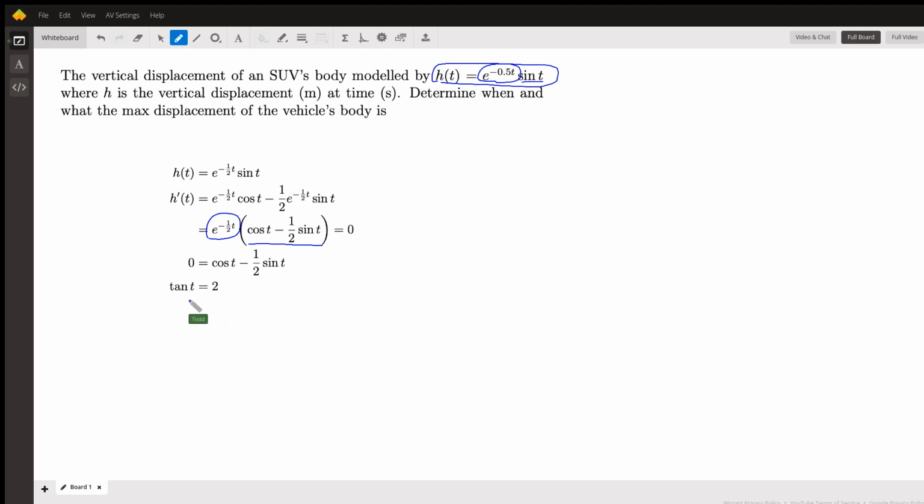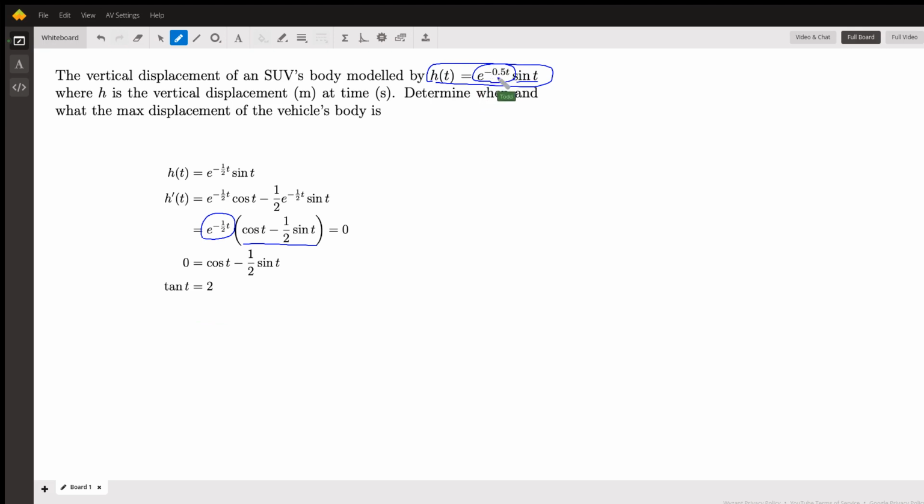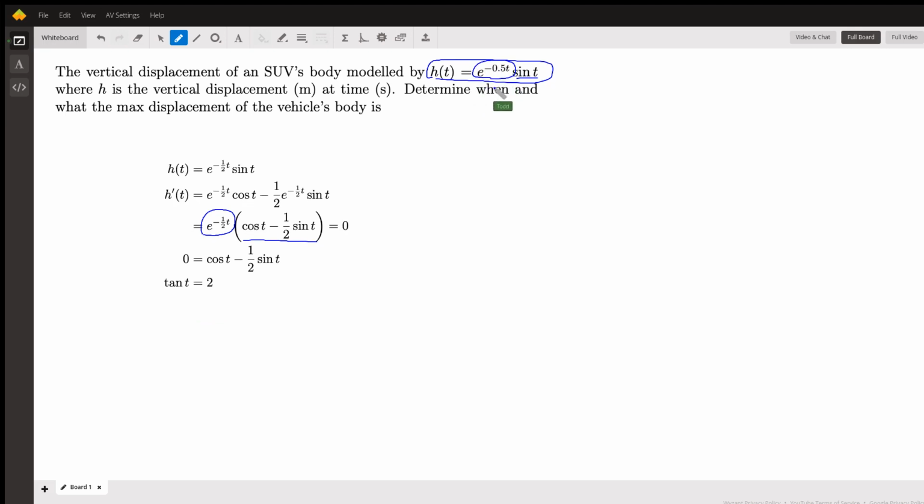such that the tangent of t is 2, but the later values are always going to have smaller displacements because this exponential term is going to keep reducing the amplitude of this sine wave every time it goes through the function.